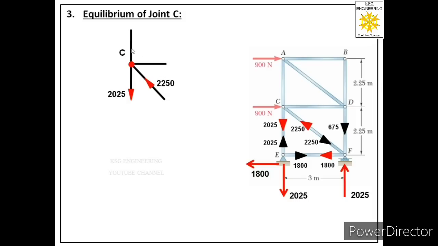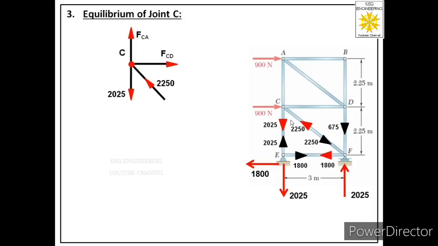Now these two members are unknown members. For unknown members, we consider the direction away from the joint, that is tensile nature. So this is member CD. We have labeled its direction away from the joint, and the force is labeled as FCD. And this member is CA, and in this member also we have considered the direction of force away from the joint, and we have labeled it as FCA.